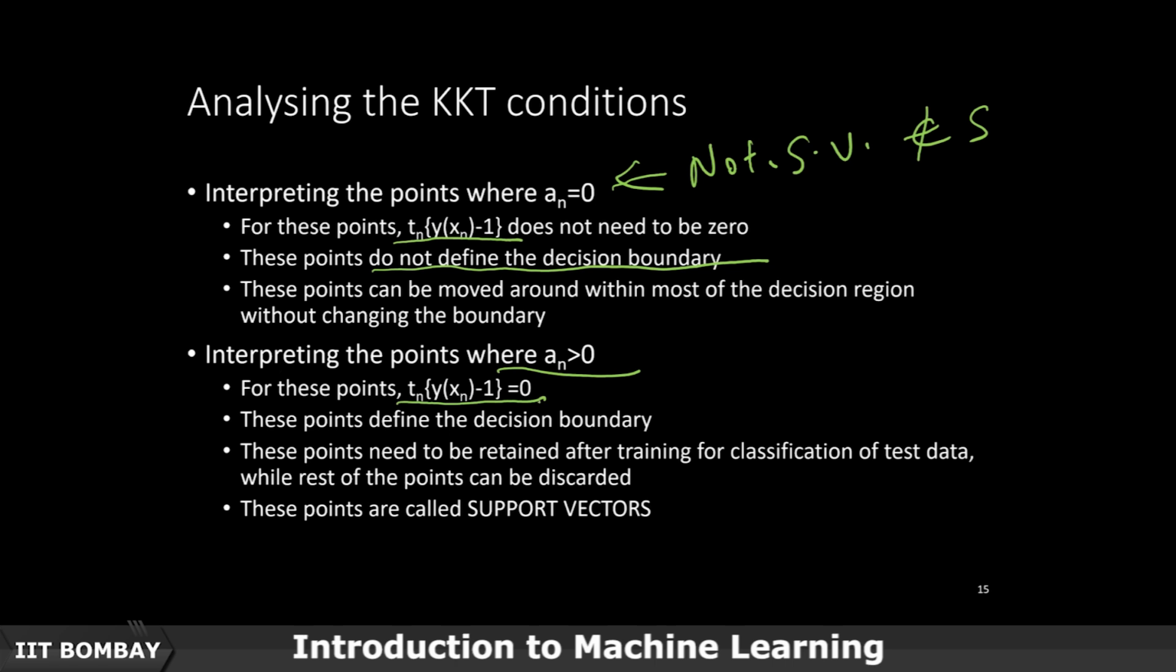These points define the boundary, so these are support vectors. If we move these points, then we have to retrain the classifier, re-estimate the boundary of the classifier, and these are the support vectors.